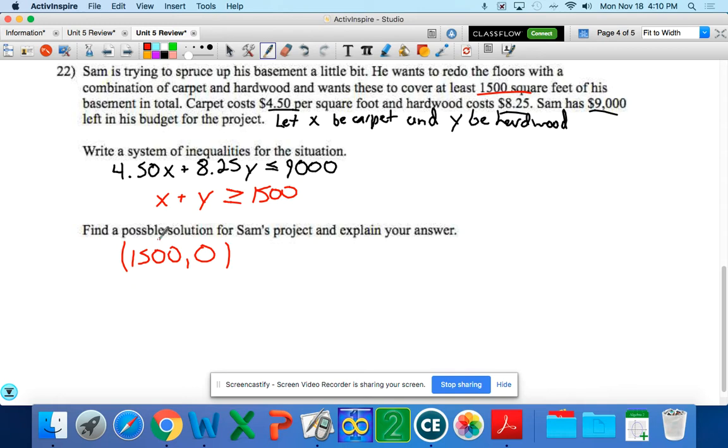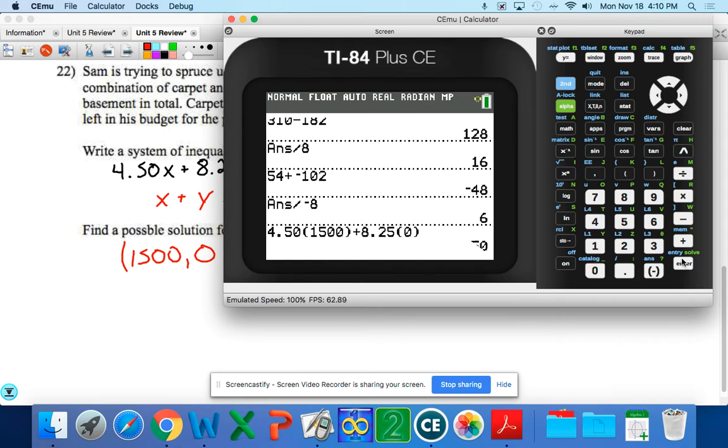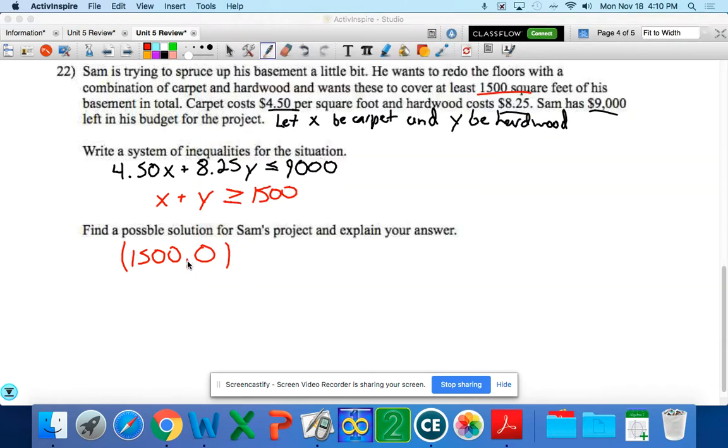And I'm thinking that would work. Well, let's test it. 1,500 plus 0 is greater than or equal to 1,500 because it's equal to it. Let's try the other one. What if it's $4.50 and we're covering 1,500 square feet? We're adding that to $825, but we're not covering any of that. We're hoping this comes out to be less than $9,000. And it was. So our solution worked.